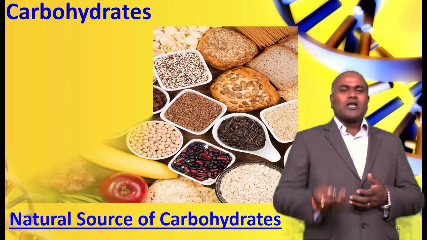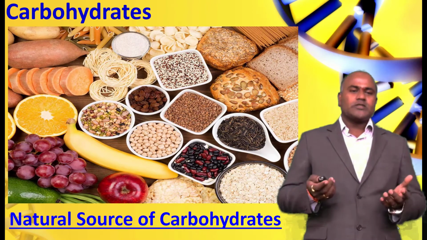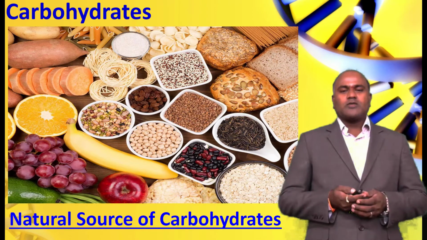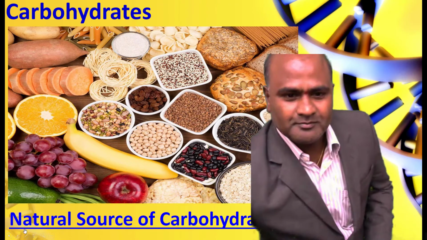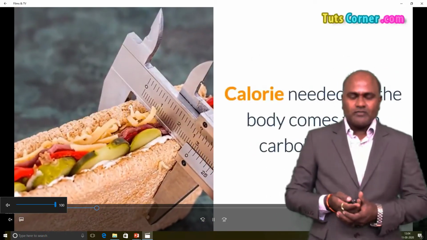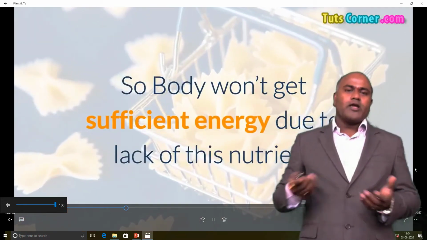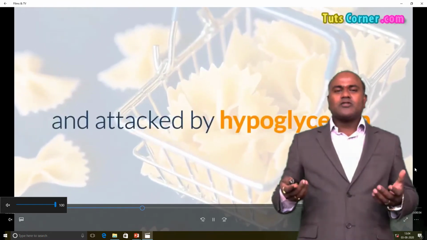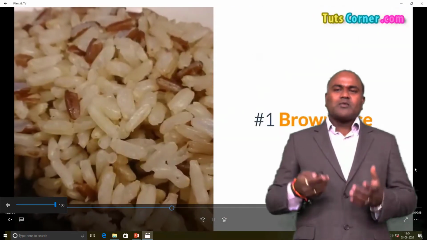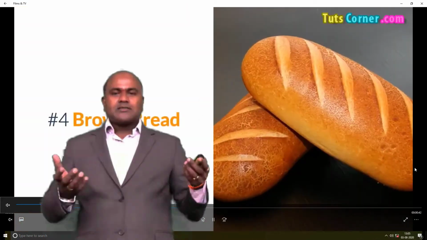We can get carbohydrates from natural sources. Here I have given a video showing the natural sources of carbohydrates. Carbohydrates are very important for energy. It is required for our body, so we need sufficient energy, and that's why we use carbohydrates. Carbohydrates can produce energy. We can get them from natural sources like brown rice, kidney beans, lentils, and brown bread.